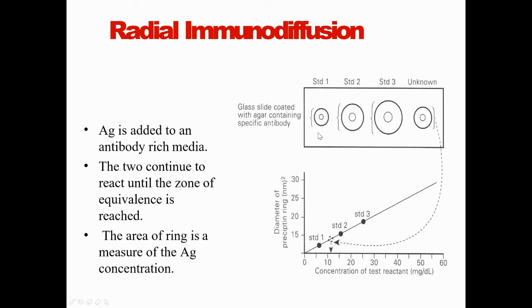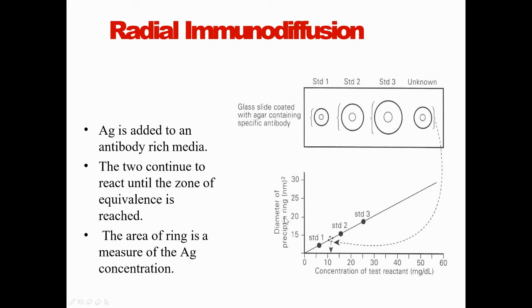Okay, due to that, what happens? The antigen will react with that antibody and go toward the zone of equivalence, where the two continue to react until the zone of equivalence is reached. So just look into it: standard 1, standard 2, and standard 3. And for the unknown, what happens? Just look into that curve.